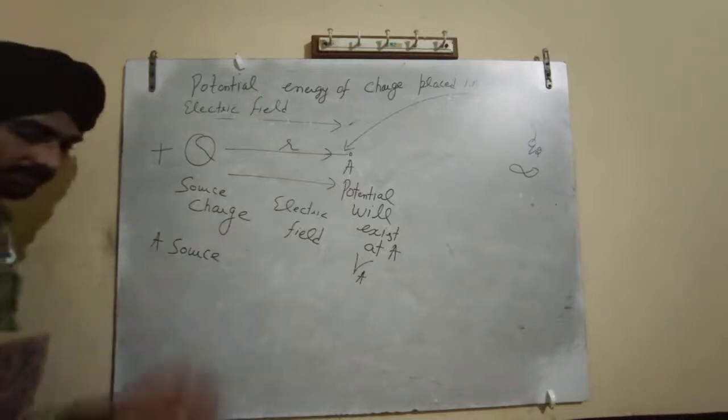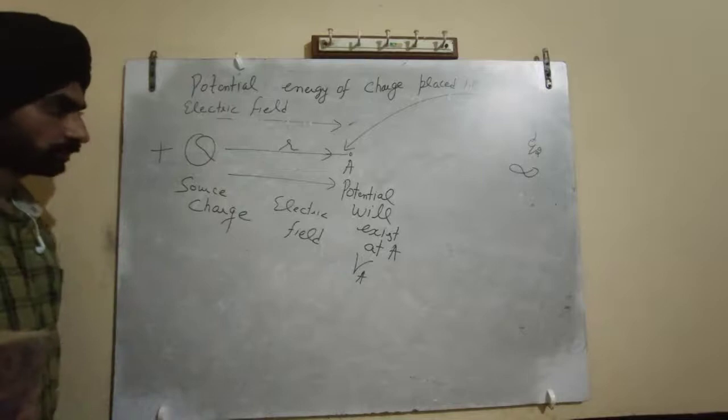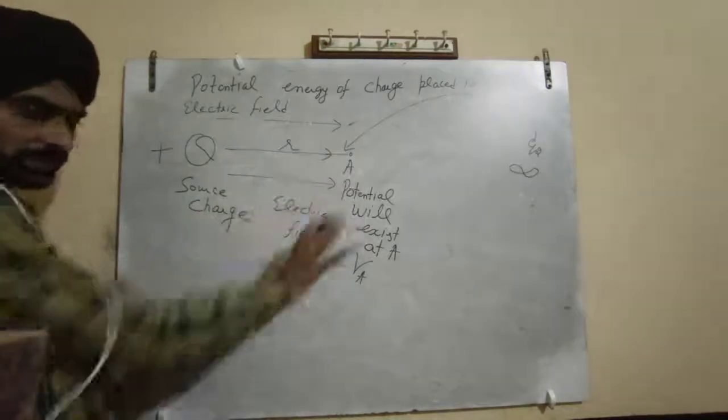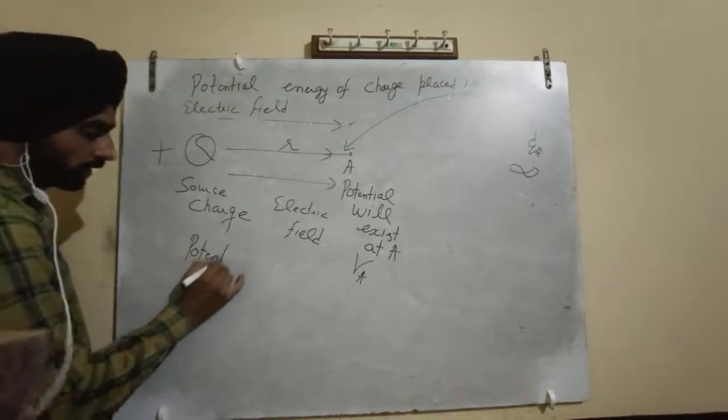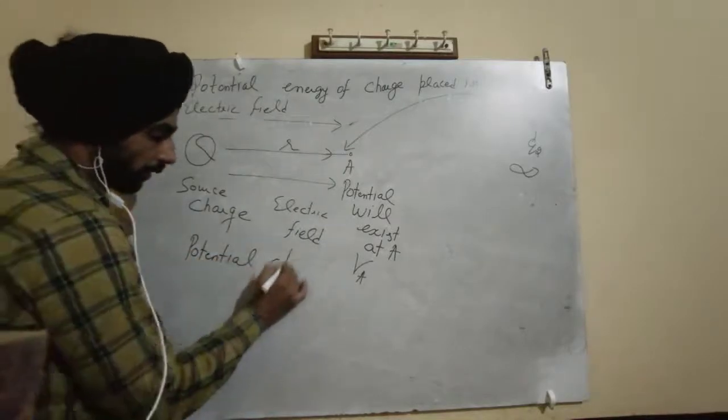So write some wording. Convert this thing into wording. So what is the potential at A? We will start from the concept there. What is the potential at A?